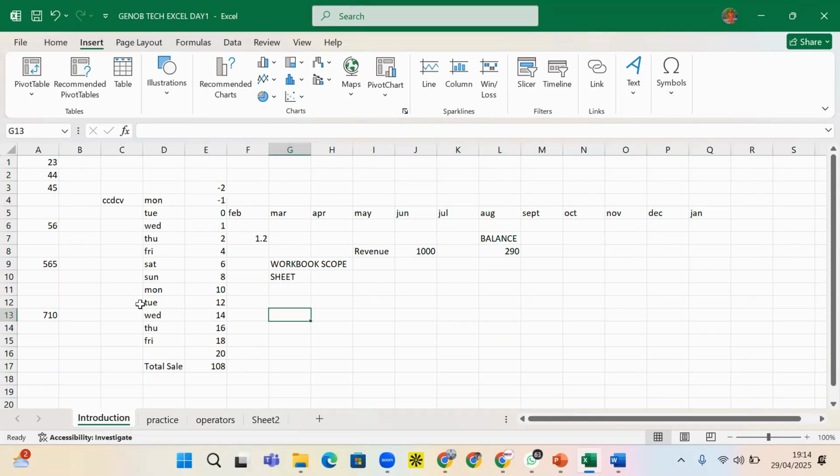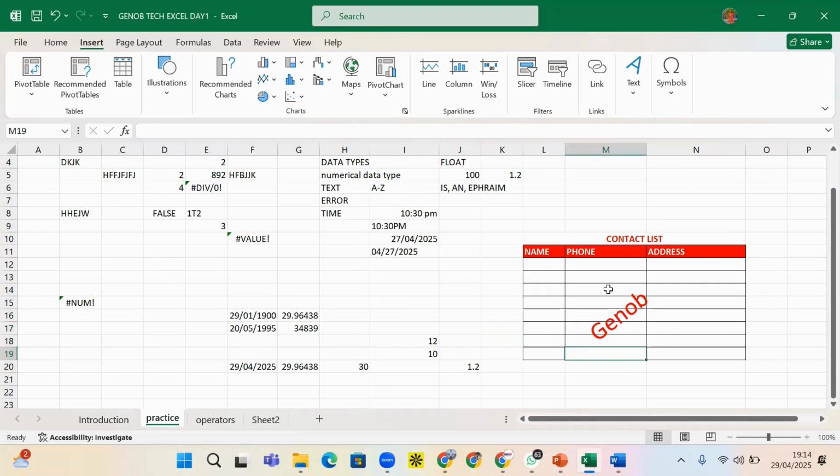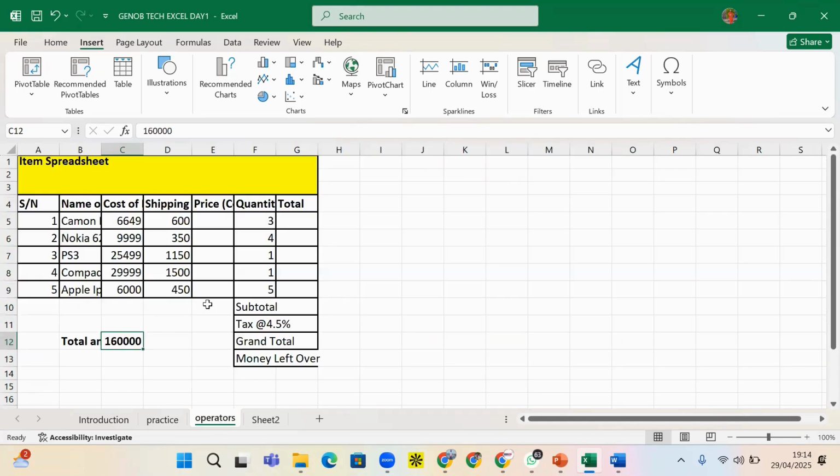So this is what we did last week, on Sunday. We did some practice. We created a contact list with name, phone number, and address, which was the assignment you were given. So today, we look at some basic formatting in Excel.